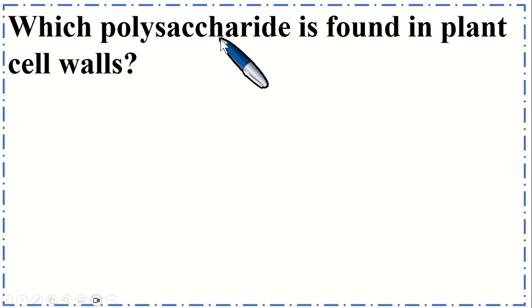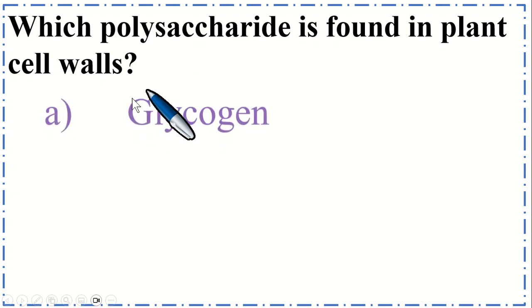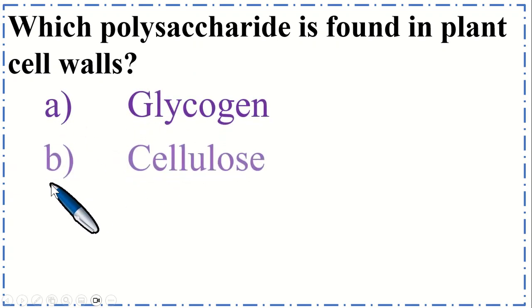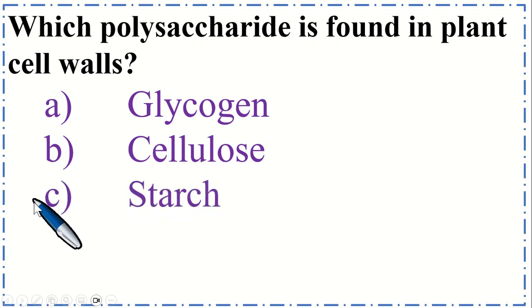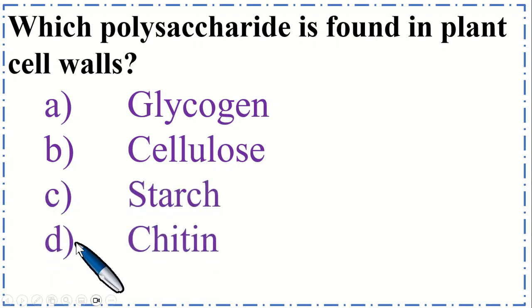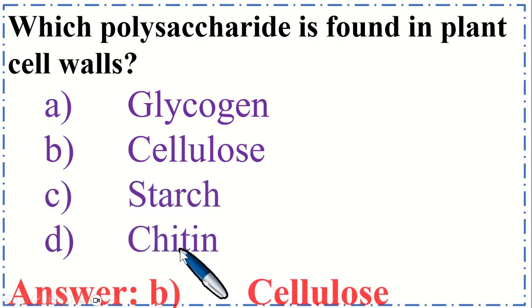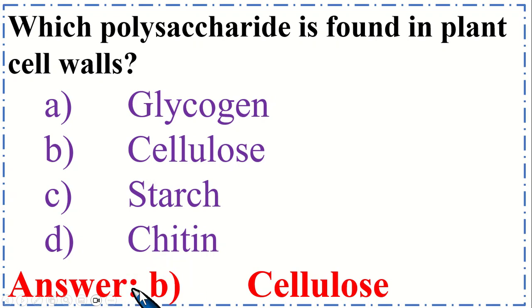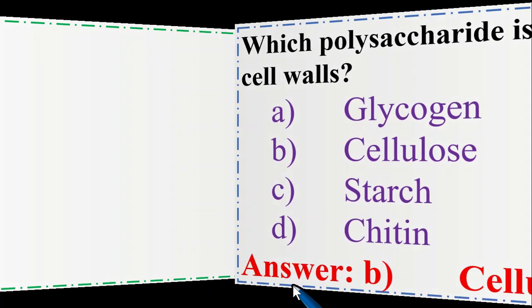Which polysaccharide is found in plant cell wall? Option A, glycogen. B, cellulose. Option C, starch. And option D, chitin. So the correct option is B, cellulose.